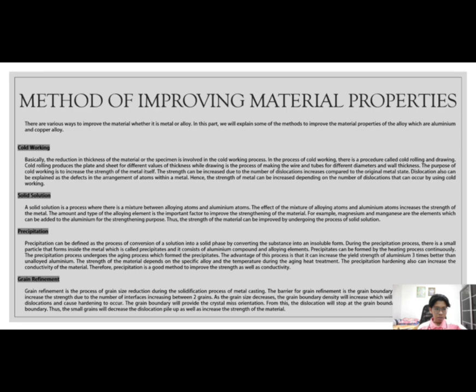Last but not least is the grain refinement, the process of grain size reduction during the solidification process of metal casting. The barrier for grain refinement is the grain boundary. This process is the best to increase the strength due to the number of interfaces increasing between two grains. As the grain size decreases, the grain boundary density will increase, which will avoid the movement of the dislocations and cause hardening to occur. The grain boundary will provide the crystal misorientation. From this, the dislocation will stop at the grain boundary and pile up at the grain boundary. Thus, the small grains will decrease the dislocation pile up, as well as increase the strength of the material.